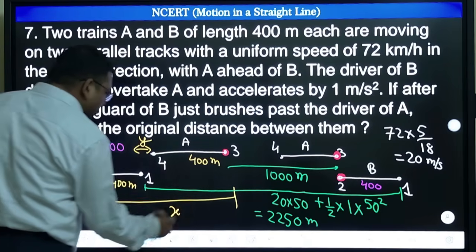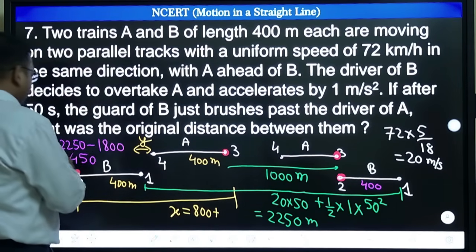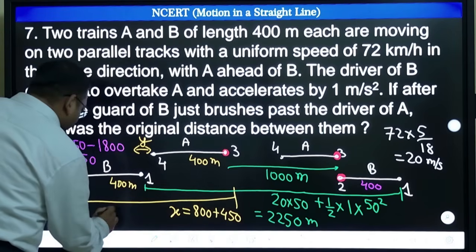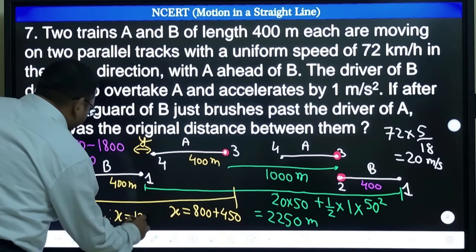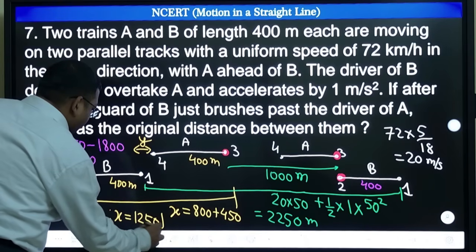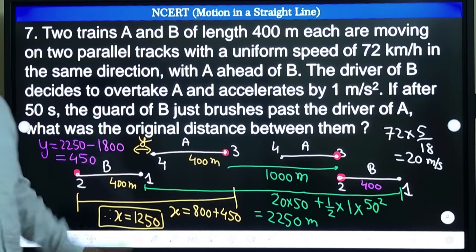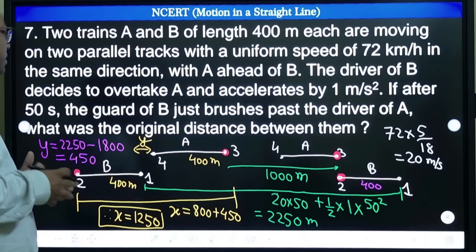Now you got the answer. It will be 800 plus y. Y is how much? 450. So you got the answer x here. How much is it? 1250. Correct? This will be the answer, 1250 in meters. So you can draw the diagram to get some ideas.